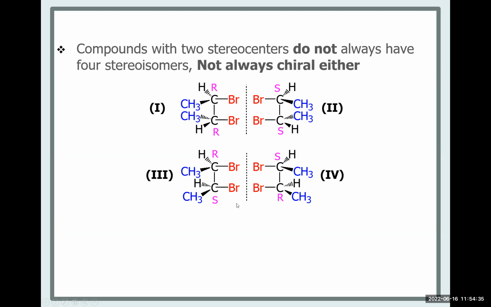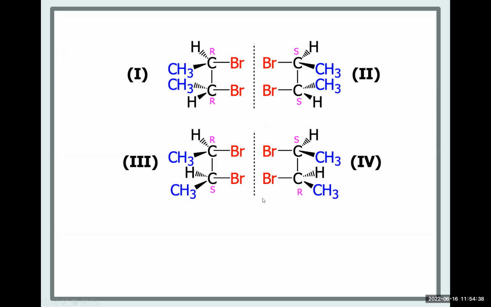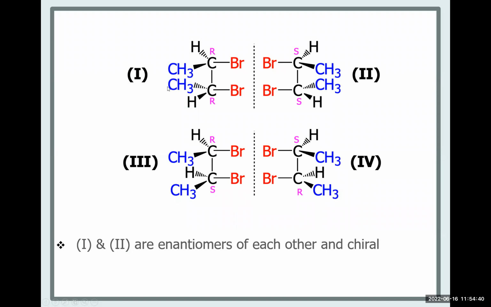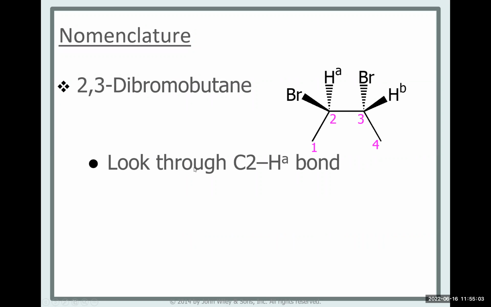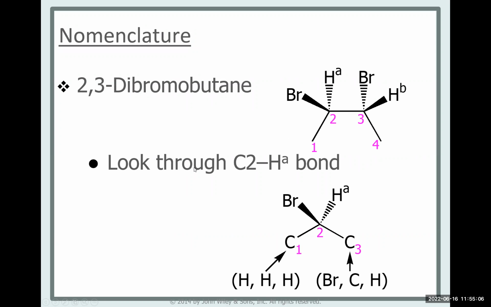What's the relationship between these two? Identical. So 1 and 2 are enantiomers of each other. 1 is a chiral molecule, 2 is a chiral molecule. They're two different chiral molecules. They're enantiomers of each other. 3 and 4 are identical. This is an achiral molecule. It's just a different way of representing the same molecule. It's identical.